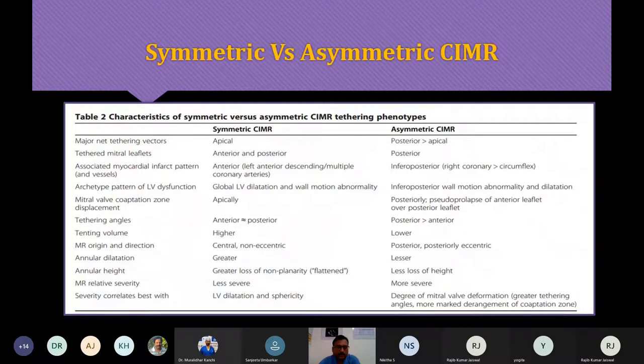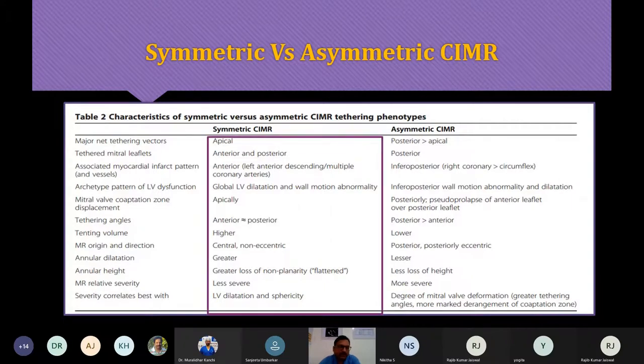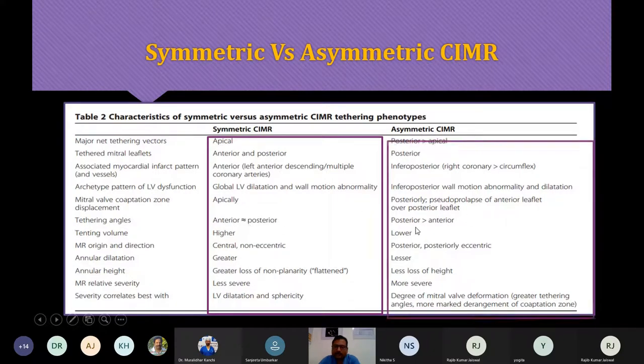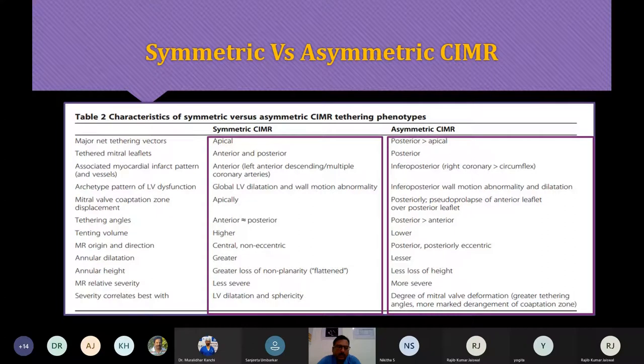This is the slide which is showing the major differences between the symmetric and the asymmetric ischemic MR phenotypes. If you can see here, the tenting volume, the tethering angles and MR origin and direction: the MR is central. Tenting volumes are higher and the tethering angle anterior is equal to posterior. Both angles are the same. While if you go for the asymmetric tethering, the posterior angle of the PML is more, and tenting volumes are usually less, and the directions of the jets are posterior.